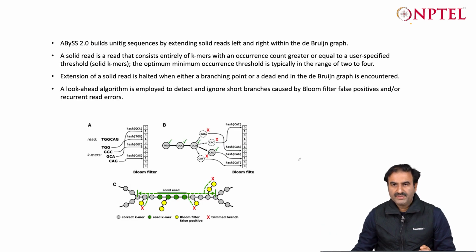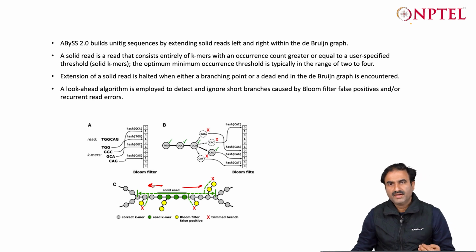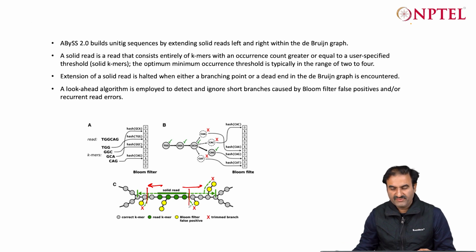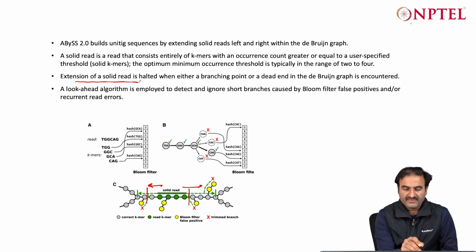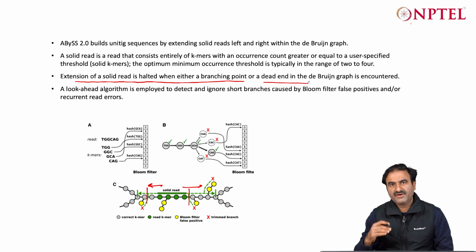Okay, and this is then extended in both directions, and it breaks whenever it finds a branching pattern, or a place where there is more than one possibility of finding the K-mer in two directions. For example, as it is written, extension of a solid k-mer is halted when there is either a branching point or a dead end, basically it did not find another K-mer overlapping the previous one, or it finds two K-mers which can generate a branching point, so it halts there.